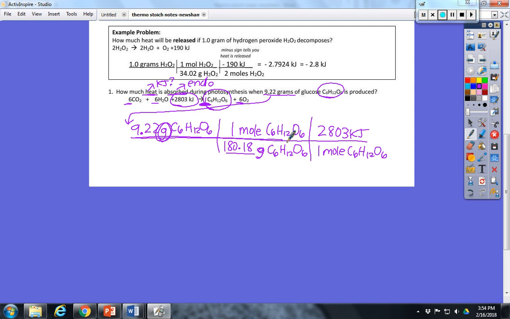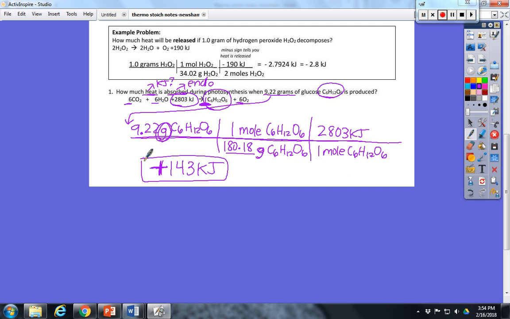And then I'm simply going to multiply my numerators, multiply my denominators, and divide, because remember this is a big giant division sign. When you do that, you should keep 3 sig figs. So your answer is going to be 143 kilojoules. Positive kilojoules. Positive because it's endothermic.